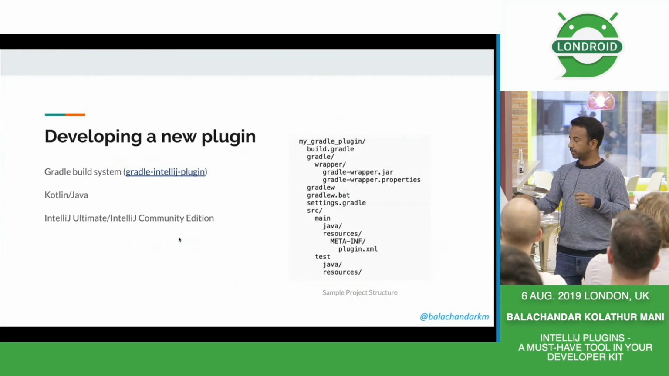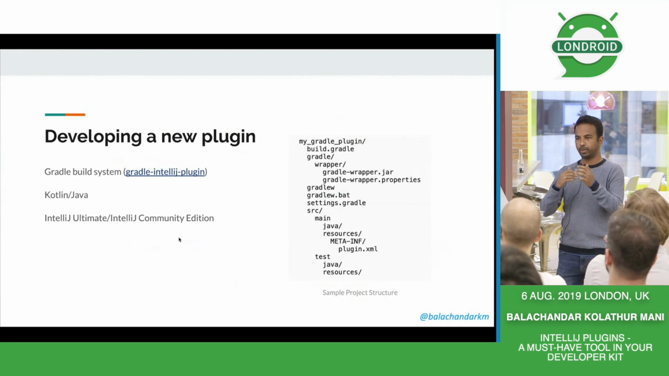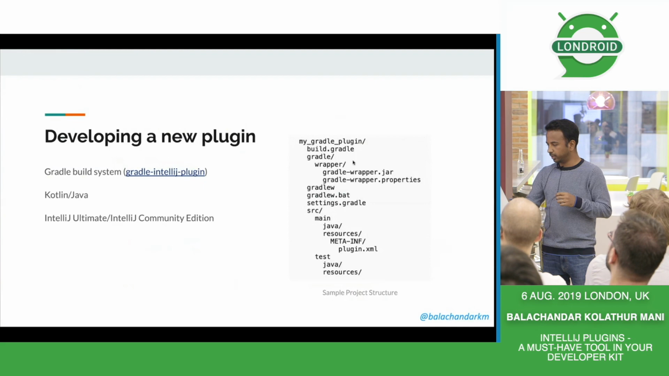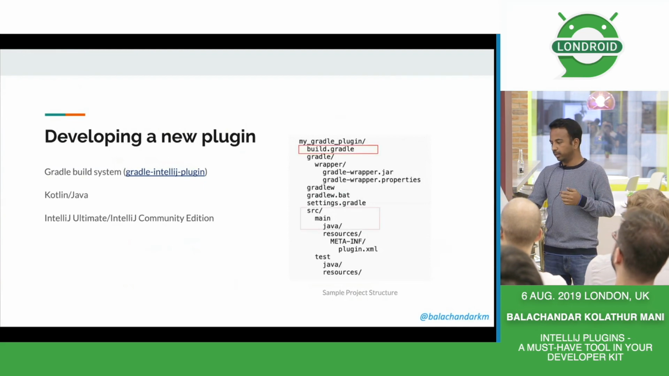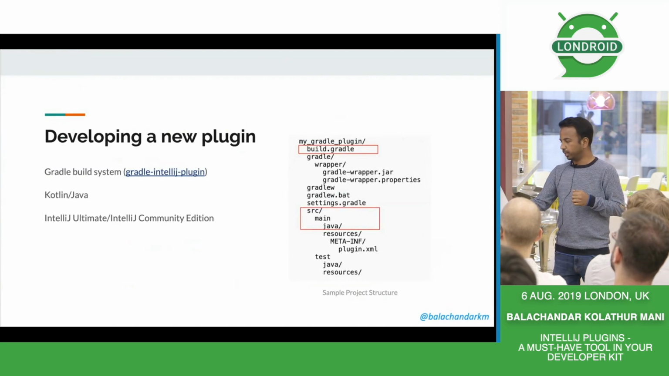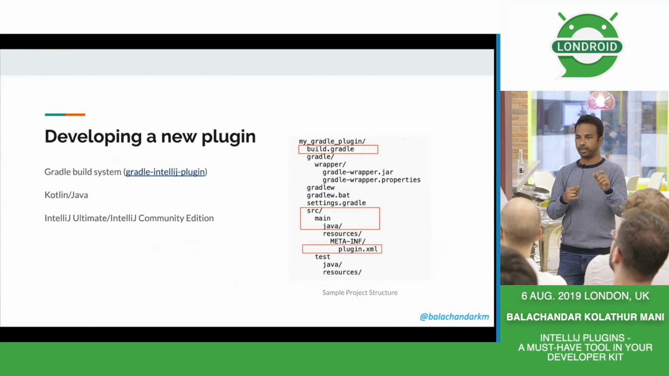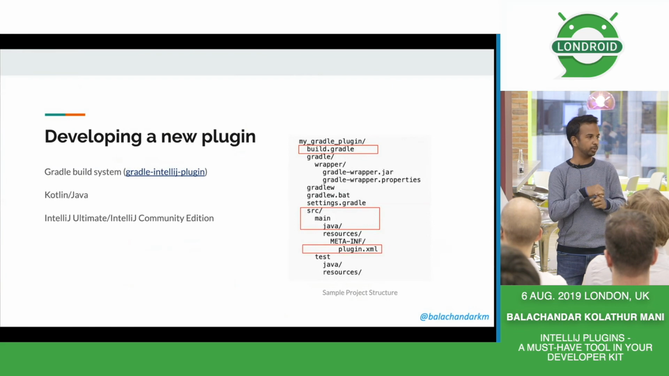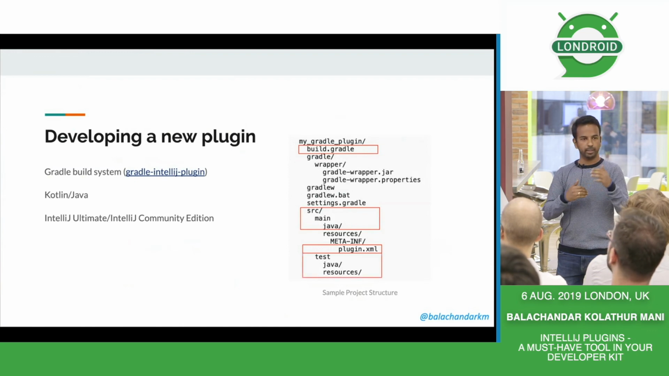For Android developers, it might already feel familiar because it's the same tech stack that we use to develop Android apps. Let's take a look at the project structure. There is a build.gradle file, as you know. Then the source includes Java or Kotlin source code. Then we have the plugin.xml file. You can relate this to the Android manifest file. This is where you declare the components that you use in your plugin. It's very similar to the Android manifest. And then we have the test source, where you can write unit tests to test your plugin code.